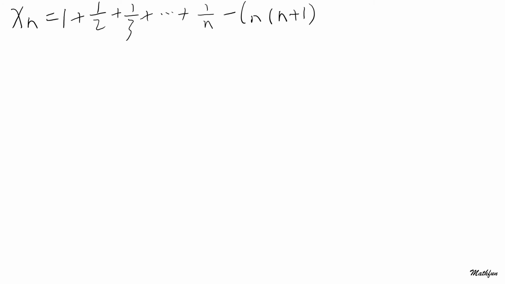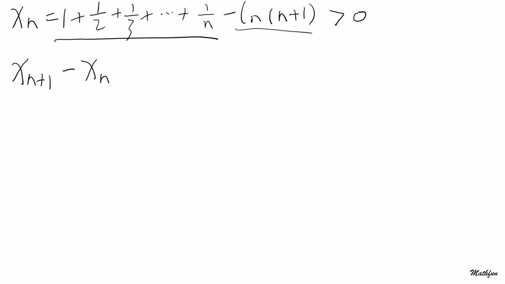What do we get? Well, remember our lemma 5. This portion is actually bigger than that portion, isn't it? So that means this one is bigger than 0. Okay, so this series is always bigger than 0. At the same time, let's take xn plus 1 minus xn and see what we get.